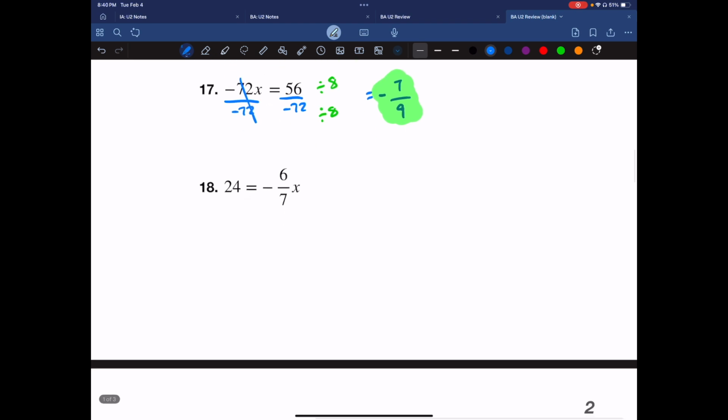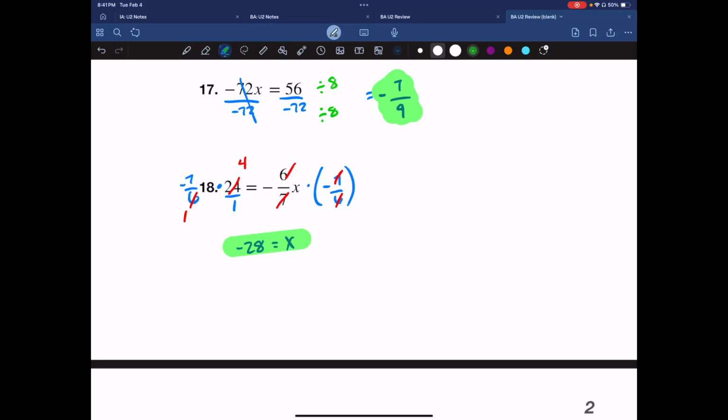Okay, now we have 18, we have to deal with the 6 and the 7. You can do this in 2 steps or 1 step. For the sake of time, I'm going to just do this in 1 step. And you can do that by multiplying by the reciprocal. And again, don't forget the negative. So that's going to be negative 7 over 6 times negative 7 over 6. Okay, and remember, this is over 1, so this is going to go away. That's going to go away. 6 goes into 6 one time. 6 goes into 24 4 times. And so when I multiply this, that's going to be x equals, I got negative 7 times 4. That's going to be negative 28. And that's how it's done.